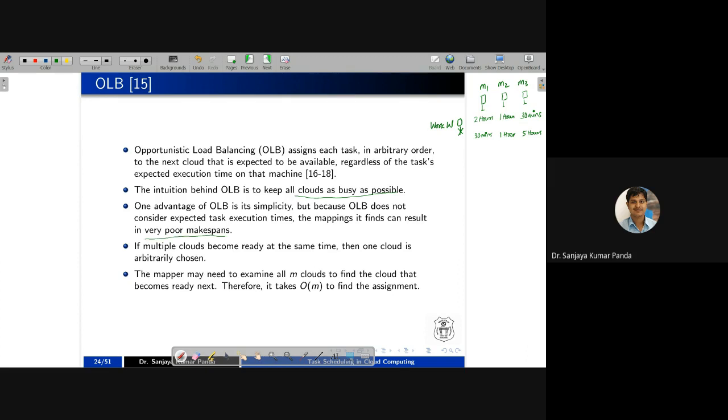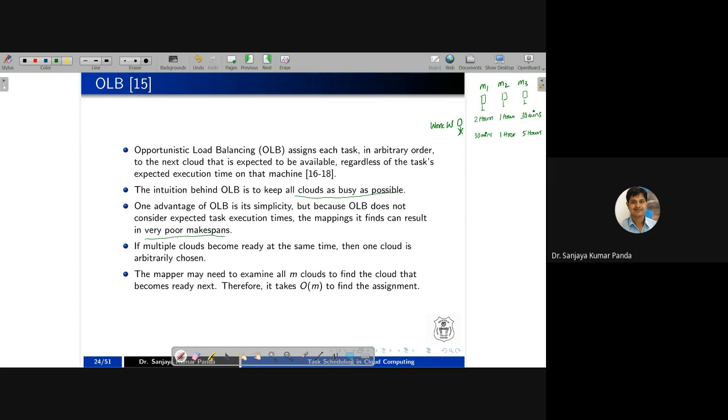But while you are taking a decision, sometimes you will find multiple clouds become ready at the same time. Like M1 is ready, M2 is also ready at the same time. Then you can choose either of them randomly. One of such clouds can be selected randomly, but it is better to give to the cloud having the lower index. That means if M1, M2 have a tie, then you give to M1. If M2, M3 have a tie, you give to M2. If M1, M2, M3, all three have a tie, then you give to M1. So you give to the lower index one.